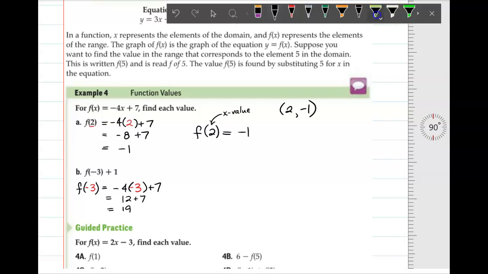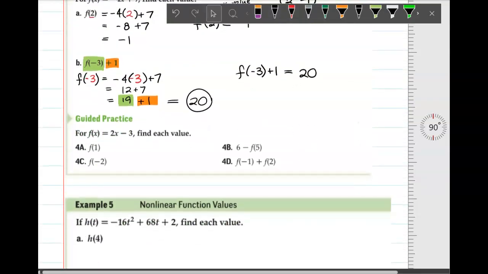But notice the problem didn't ask for f of negative 3. I mean, it did, but it asked for f of negative 3 plus 1. So I need to plus 1 on the end of that. And when I do that, I get 20. So f of negative 3 plus 1 equals 20.